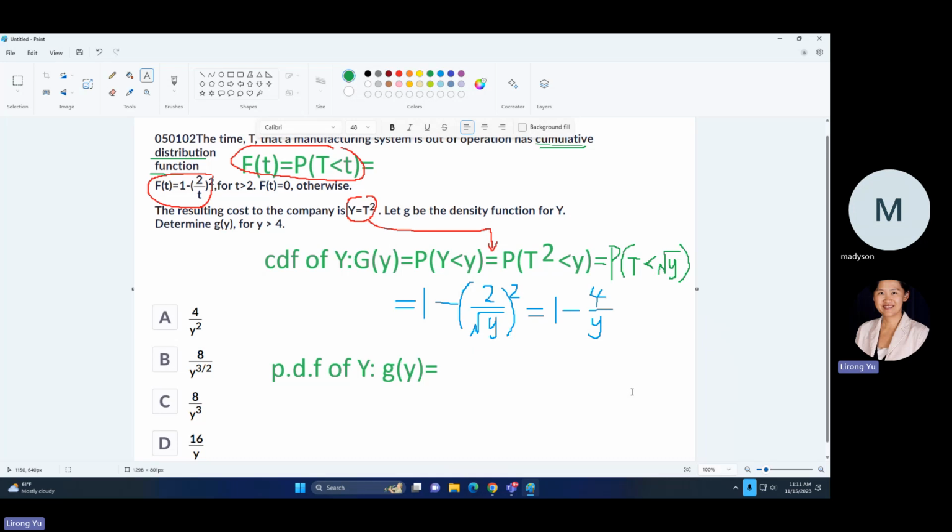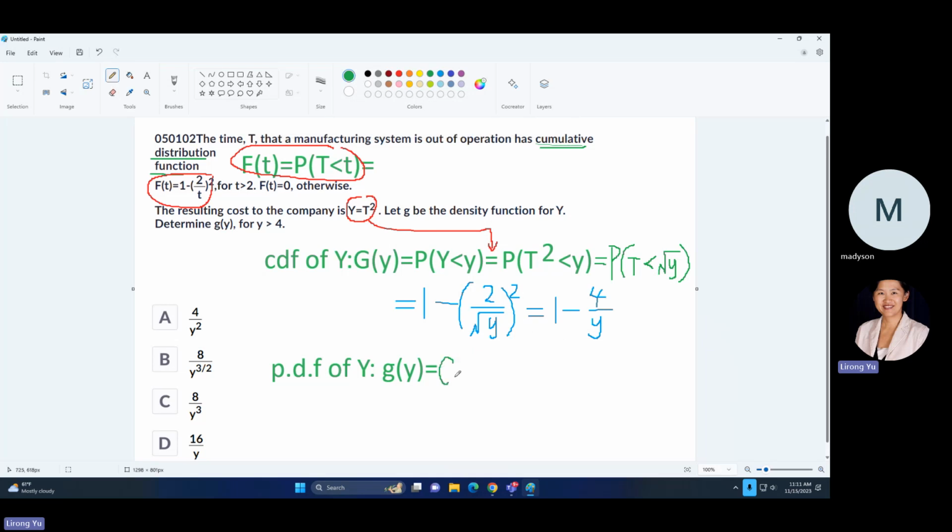Y is a function of t, y equal to t squared. T squared is a function of t. So y is defined based on a formula of t. And since we have the distribution of t, we're able to compute the formula for the density for y. Right. So there's one more thing to find out, which will be the derivative.